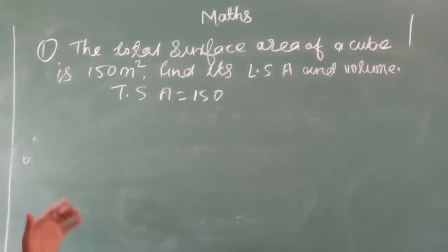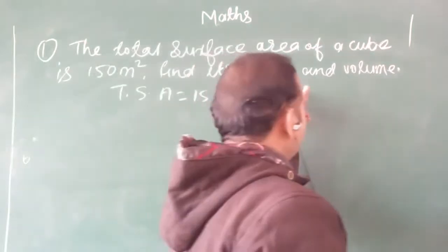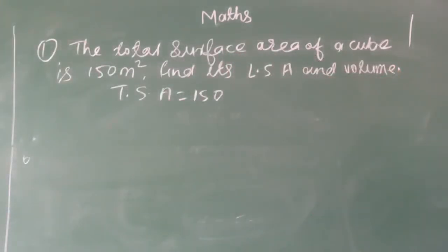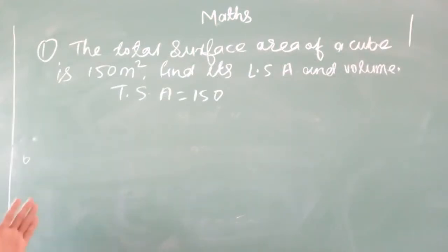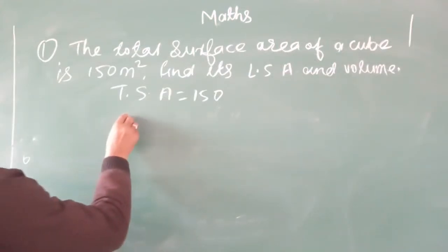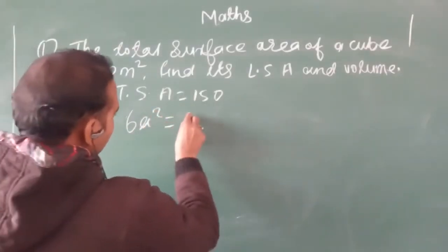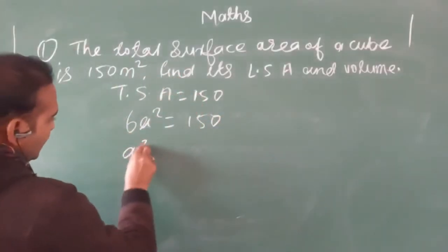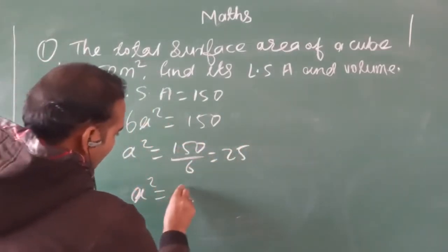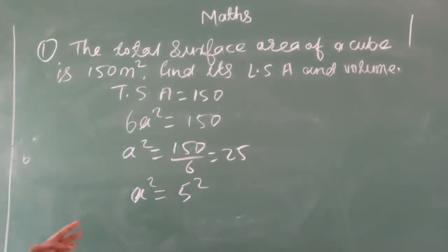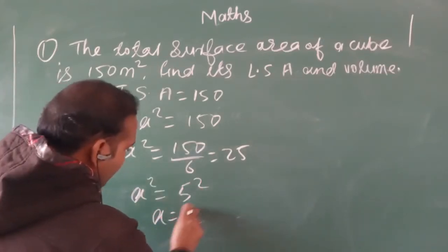Now the third is how to find. Lateral surface area is 4a square and volume of a cube is a cube. That means we need a. Total surface area means 6a square, and that is 150. a square equals 150 by 6, which is 25. a square equals 5 square, and if powers are same then bases are also same. a is equal to 5.